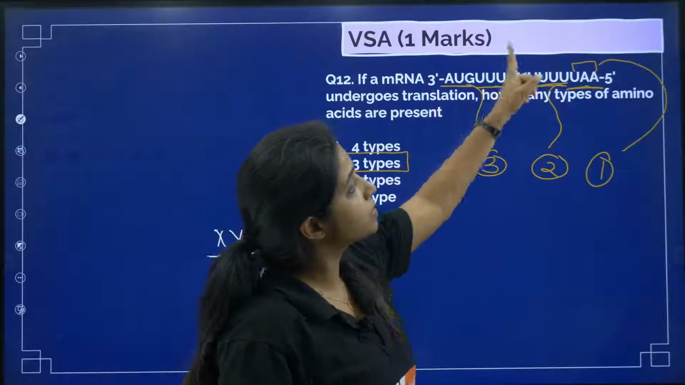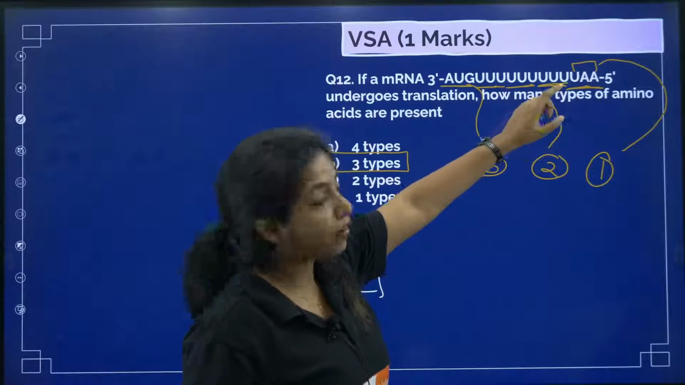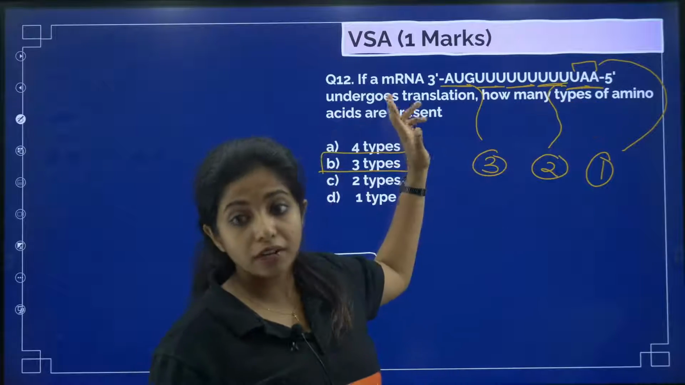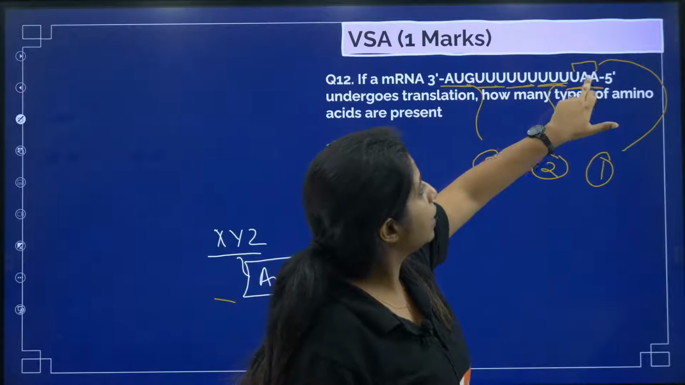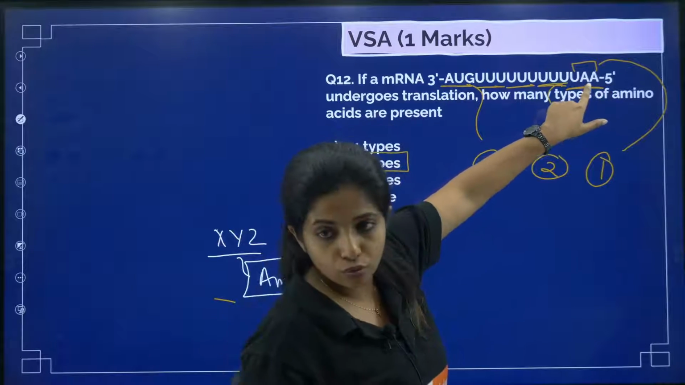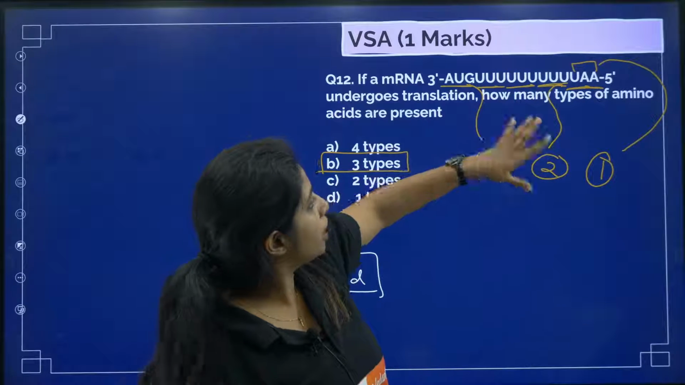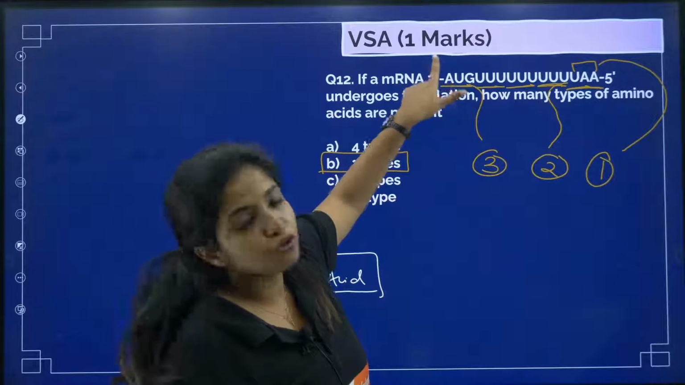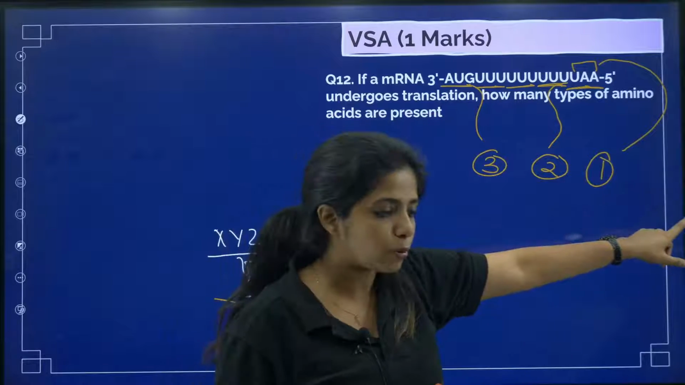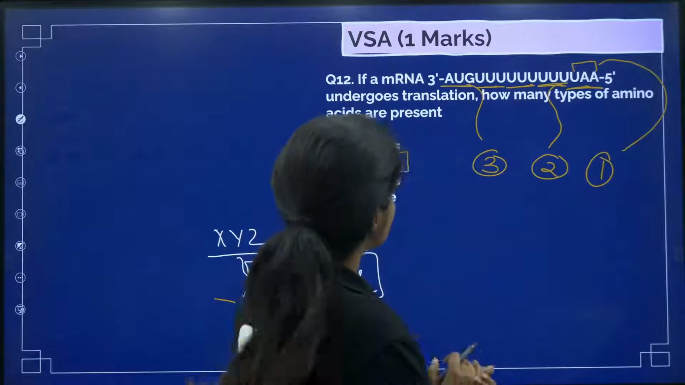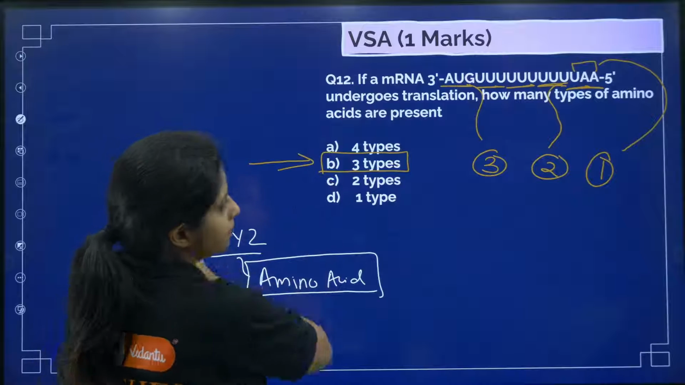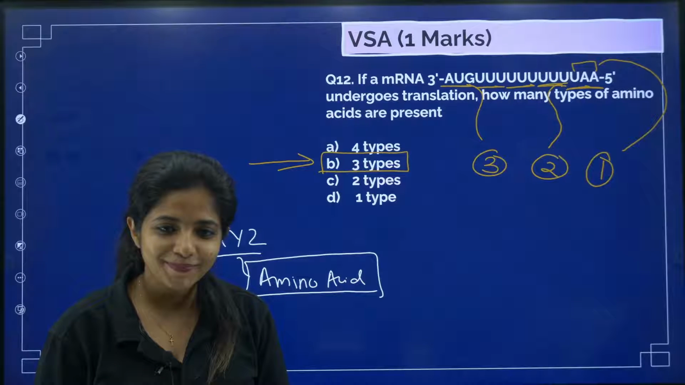Always remember, do not make the mistake of reading it from that side. Why? Because the 5' end is over here. You have to read from the 5' end. So AAU is 1, UUU is phenylalanine, again UUU, phenylalanine, and then you have GUA. So it is 3 types of amino acids that are being formed. So what is the answer for this? It becomes B. Cool?